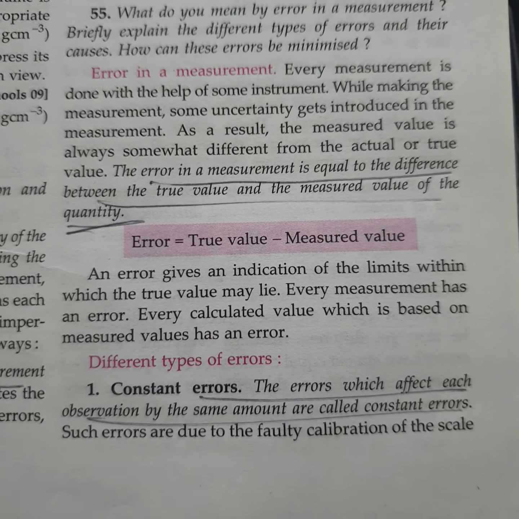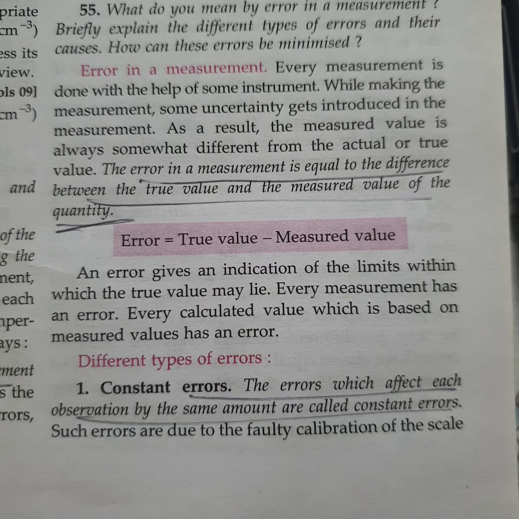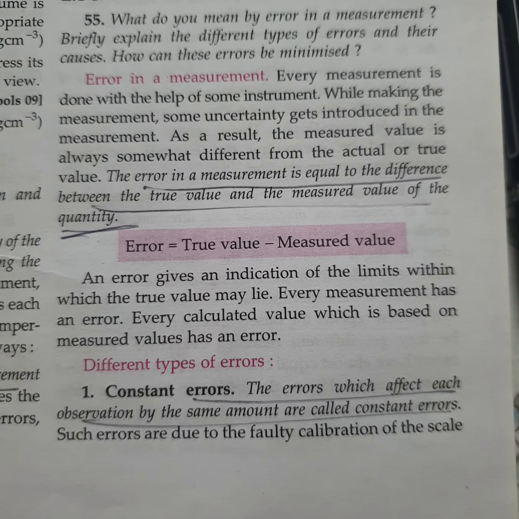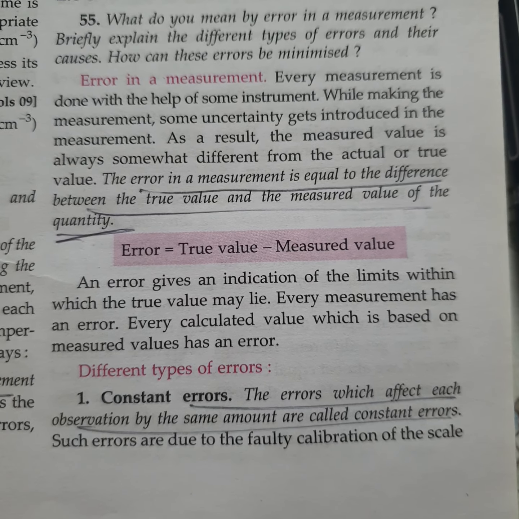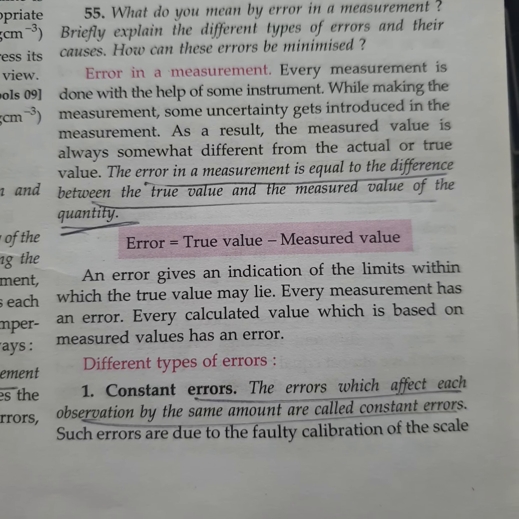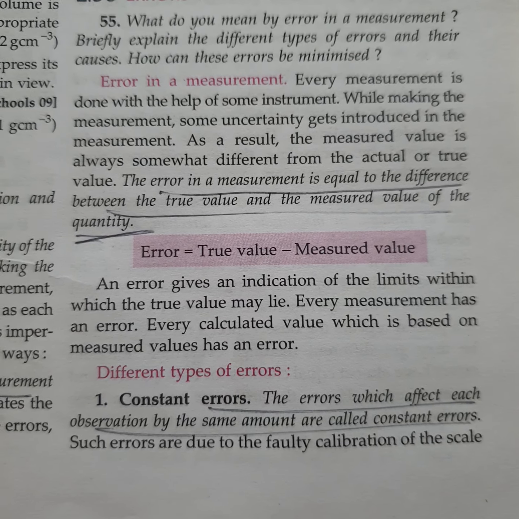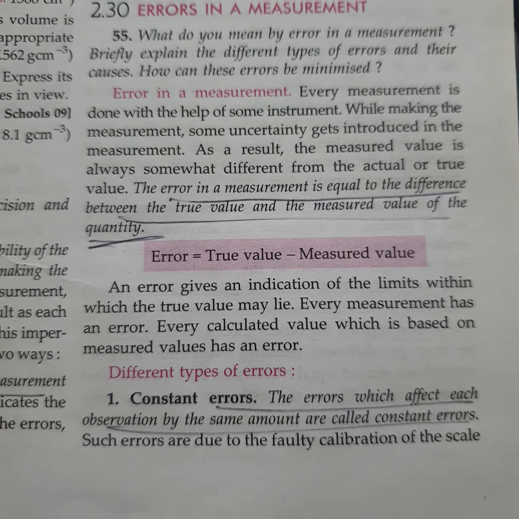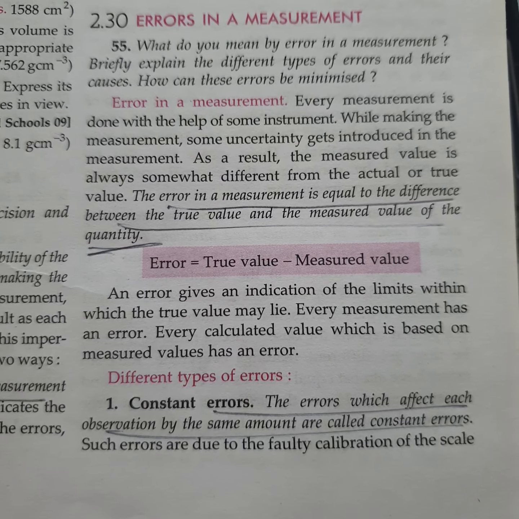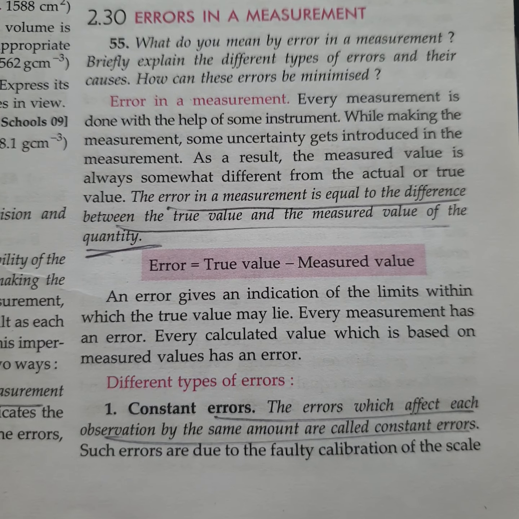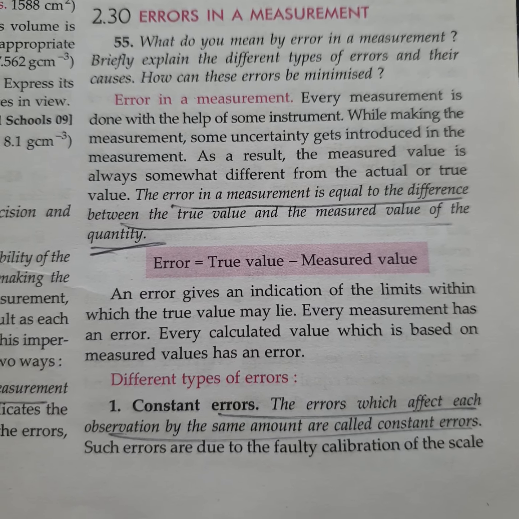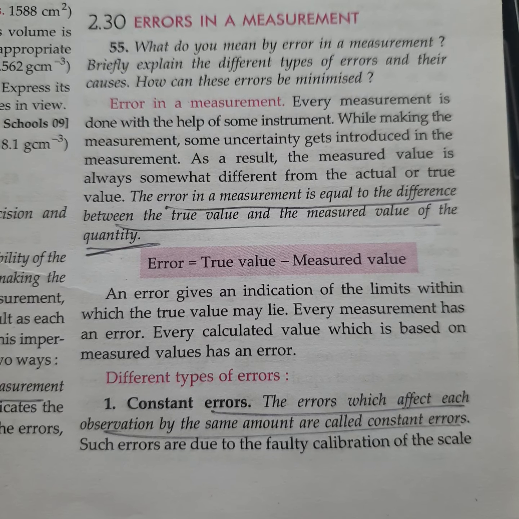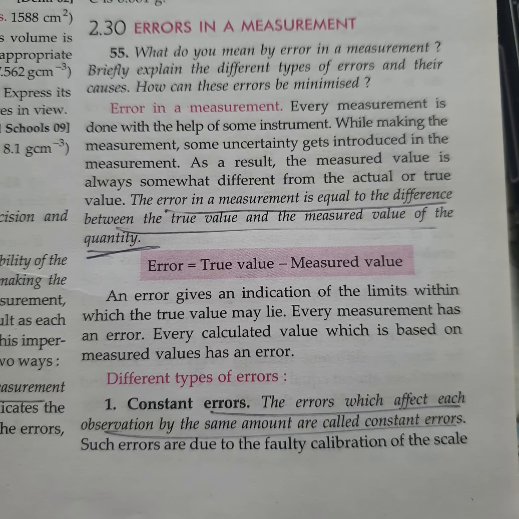Now next is the different types of error. Number 1, constant error. Constant error means error which affects each observation by the same amount. Like you do the experiment 3-4 times. In each and every experiment you get the value 9.7. Means the error is by the same amount. This error is due to the faulty scale or faulty instrument.